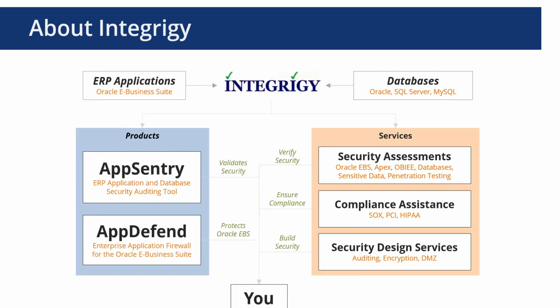But one slide here, as far as Integrigy, for those of you who might not be familiar with who we are and what we do. Integrigy was founded in 2001. We have two lines of business. We have our products, which you see on the left there, AppCentury and AppDefend. These are purpose-built for database security, and in particular AppDefend is purpose-built for the Oracle E-Business Suite. As far as our services, you'll see on the right that we have a complete set of compliance and design services in and around databases, heavily focused on Oracle.